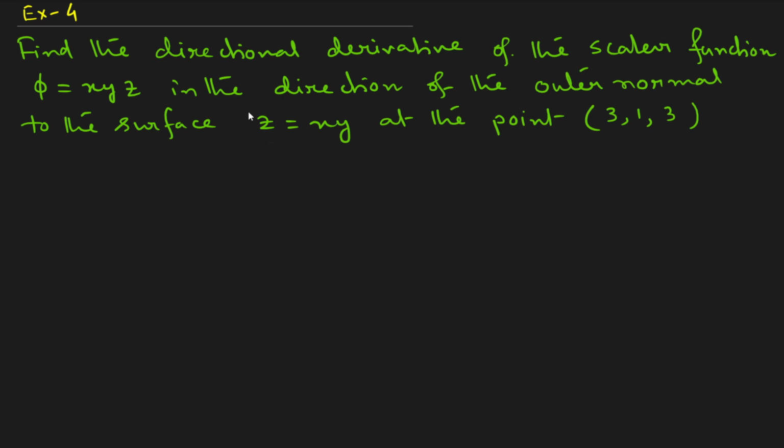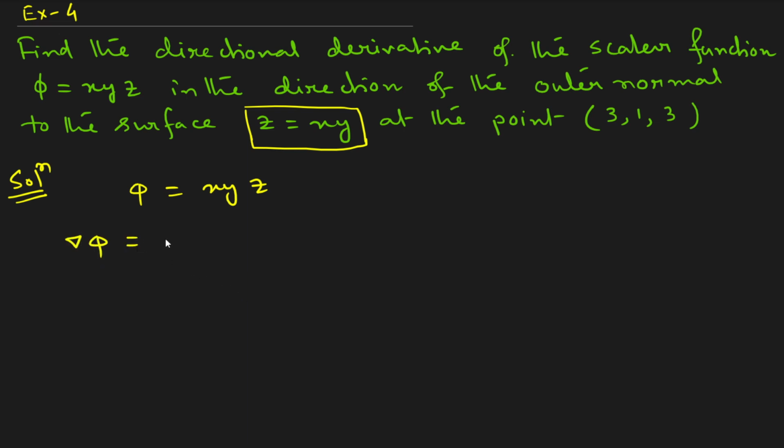So here the problem is a little bit different. One surface is given and the point is given, at which point you have to find the directional derivative. So first what we'll do here, phi is xyz. Like the earlier problem, we'll find nabla phi, which is i cap del phi by del x.